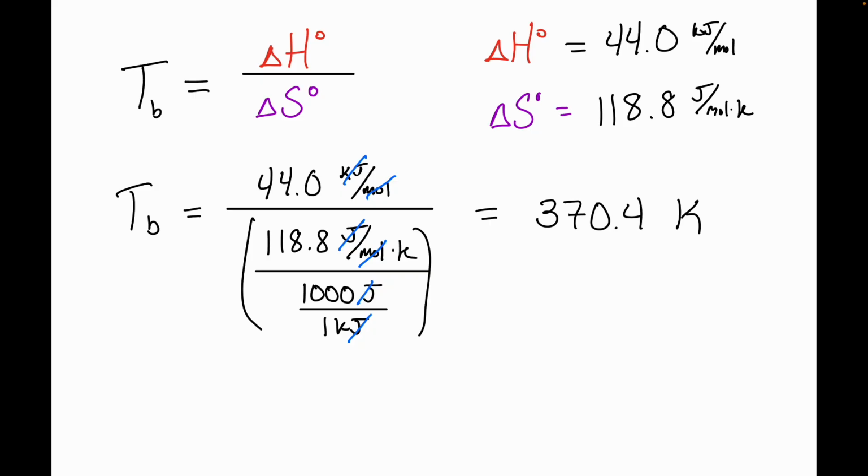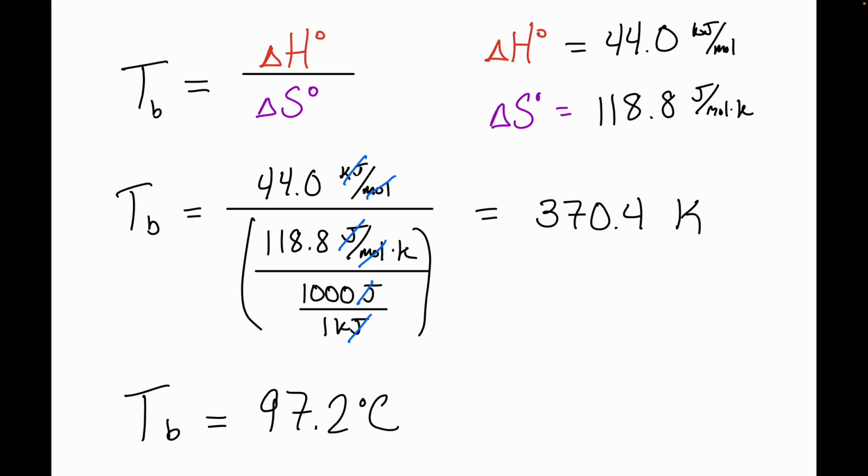All right, but of course we don't really think very much in Kelvin, so let's go ahead and convert that. We're going to subtract off that magic 273.15 number. All right, and we get our TB of 97.2 degrees Celsius. Is that the boiling point of water?